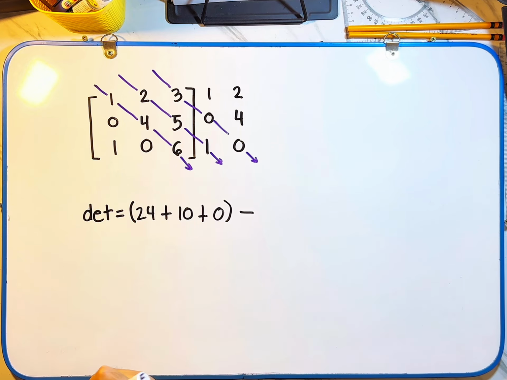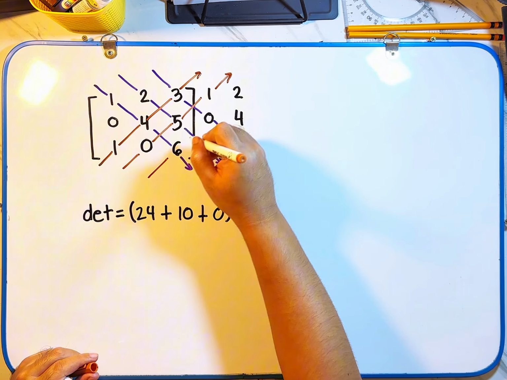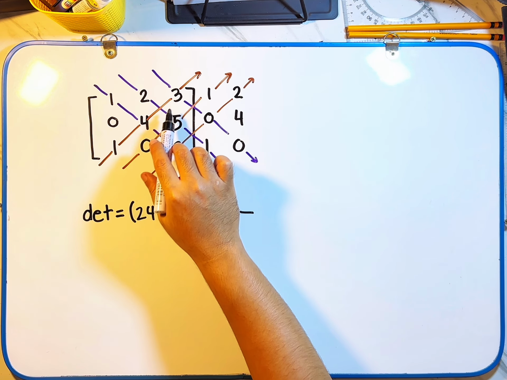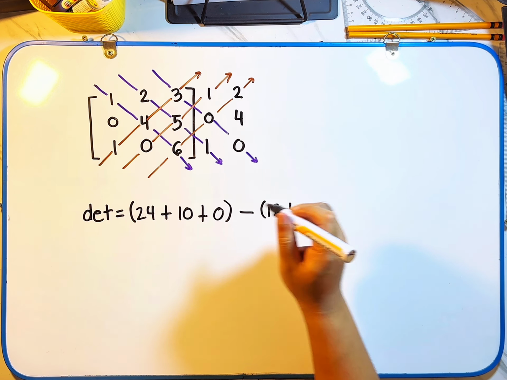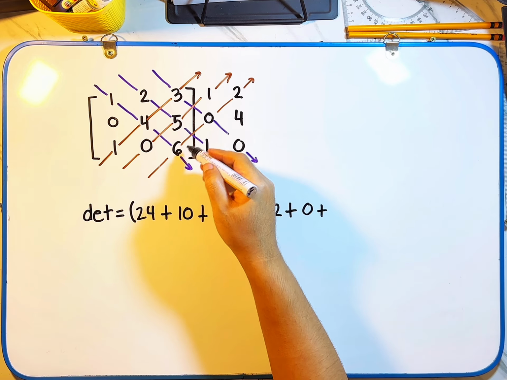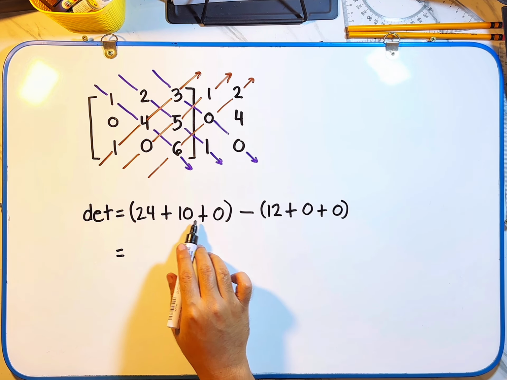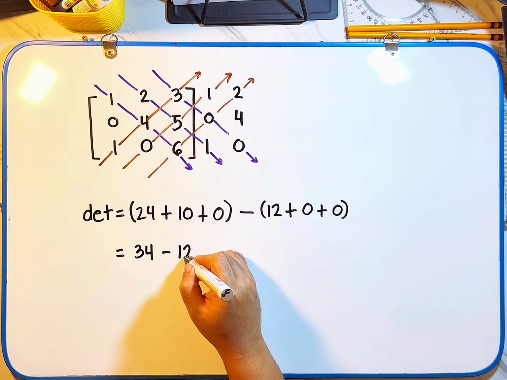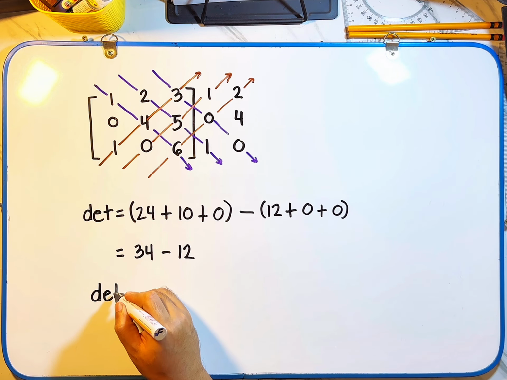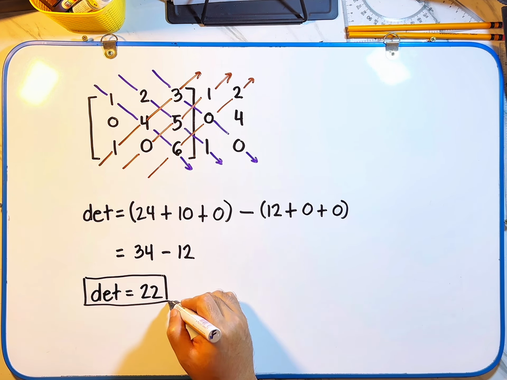And then minus 1 times 4 times 3, that's 12, plus 0 times 5 times 1, that's 0, plus 6 times 0 times 2, that's still 0. Let's simplify. 24 plus 10 plus 0, that's 34, minus 12. And finally, 34 minus 12 is equal to 22. Let's try one more time.